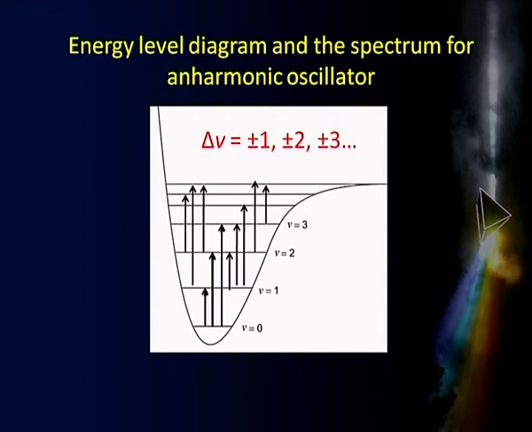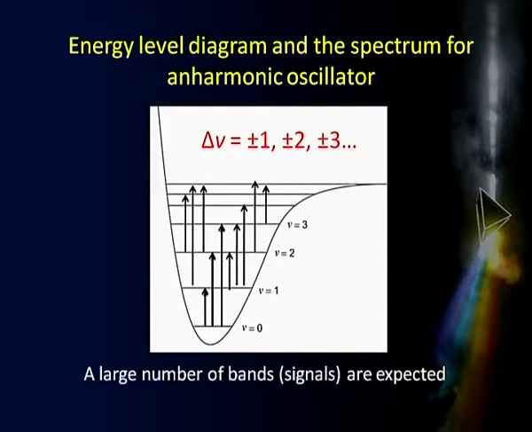It becomes that delta V is equal to plus minus 1, plus minus 2, plus minus 3, and so forth. That is, the vibrational quantum number can change by any magnitude, 1, 2, 3, 4, 5, any number of units. That means we expect a large number of bands or signals here, if I am considering a harmonic oscillator.